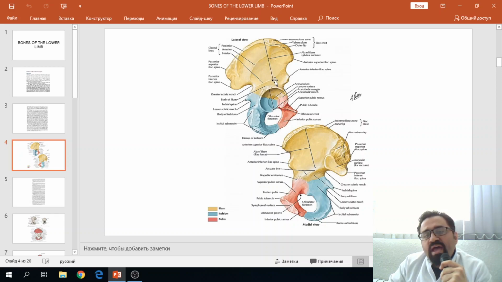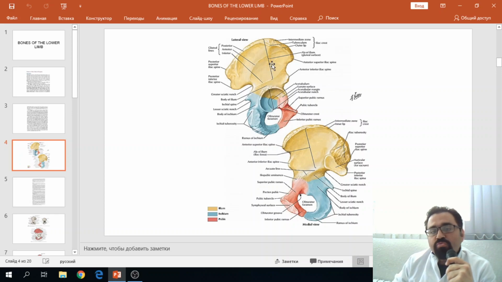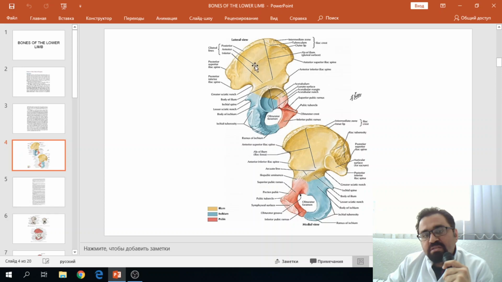The ala of the ilium, the gluteal surface, which is facing outwards, has three lines, the gluteal lines: the posterior, the anterior, and the inferior gluteal lines. The iliac crest, the upper margin, is divided into the intermediate zone, the tuberculum, and the outer lip. Okay? This is the iliac crest.